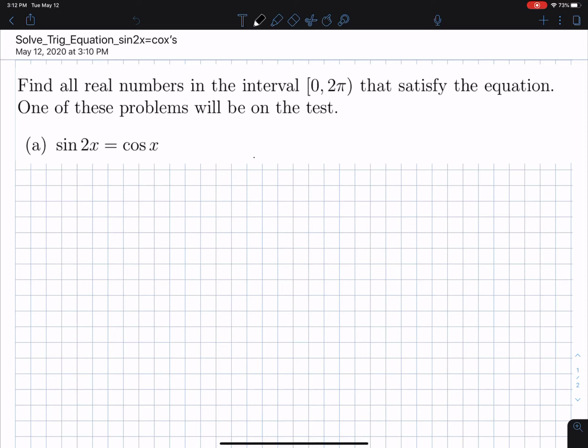Well, this is going to use the identity, which is a good one to know. The sine 2x is equal to 2 sine x cosine x. So that's a really good one to know. Let's put some box around that or something.